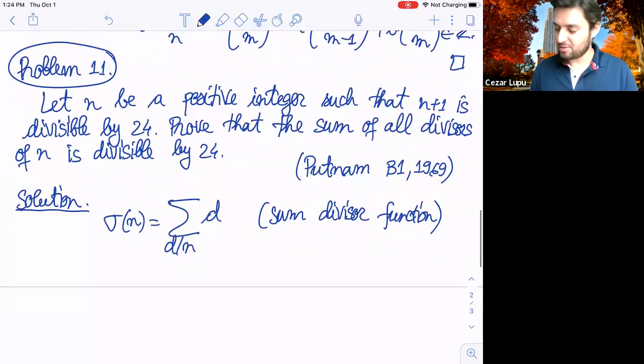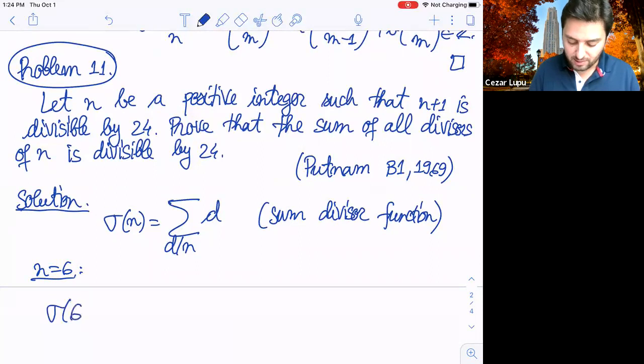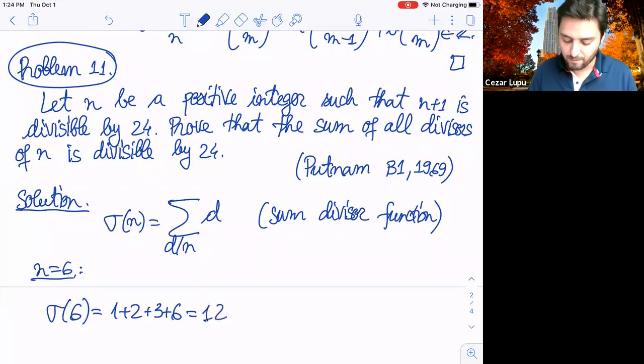Anyway, for example, let me just give you an example of this function. Let's take n equals 6. What are the divisors of 6? The divisors are 1, 2, 3, and 6, right? So sigma of 6 is 1 plus 2 plus 3 plus 6, which gives us 12. So this is the sum of divisors function. And we have seen that it's a multiplicative function, so we can express it in terms of powers of a prime.